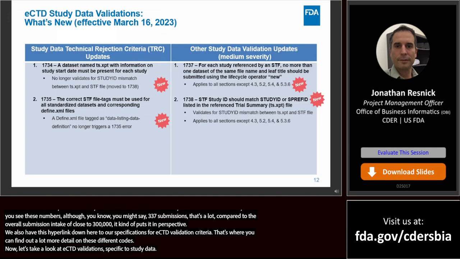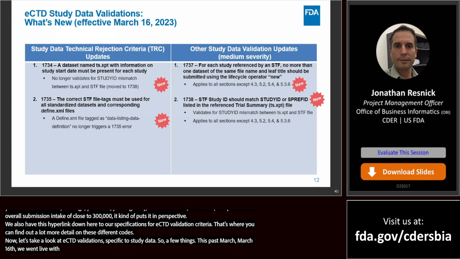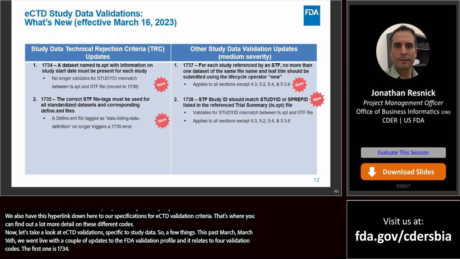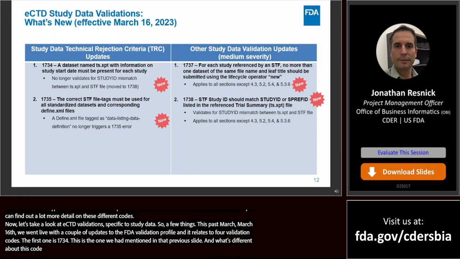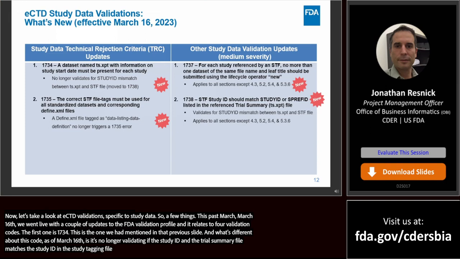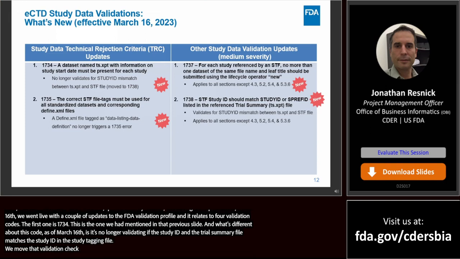So, a few things. This past March 16th, we went live with a couple of updates to the FDA validation profile, and it relates to 4 validation codes. The first one is 1734. This is the one we had mentioned in that previous slide. And what's different about this code as of March 16th is it's no longer validating if the study ID in the trial summary file matches the study ID in the study tagging file. We moved that validation check to a new code, which is listed here, called 1738.